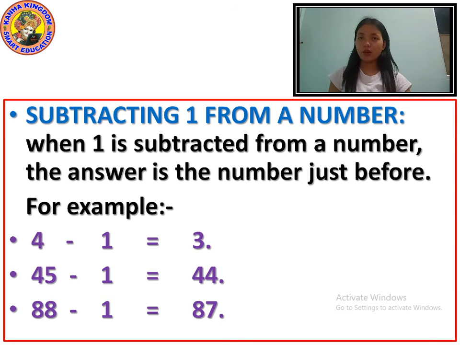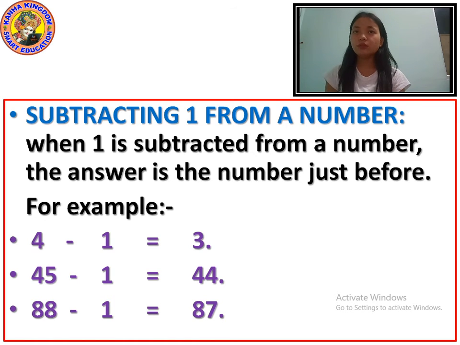Now let's see another example. 88 minus 1. When we subtract 1 from 88, the answer is 87, because we all know that 87 is the number which comes just before 88, right, students? So from here we can say that when 1 is subtracted from a number, the answer is the number just before.